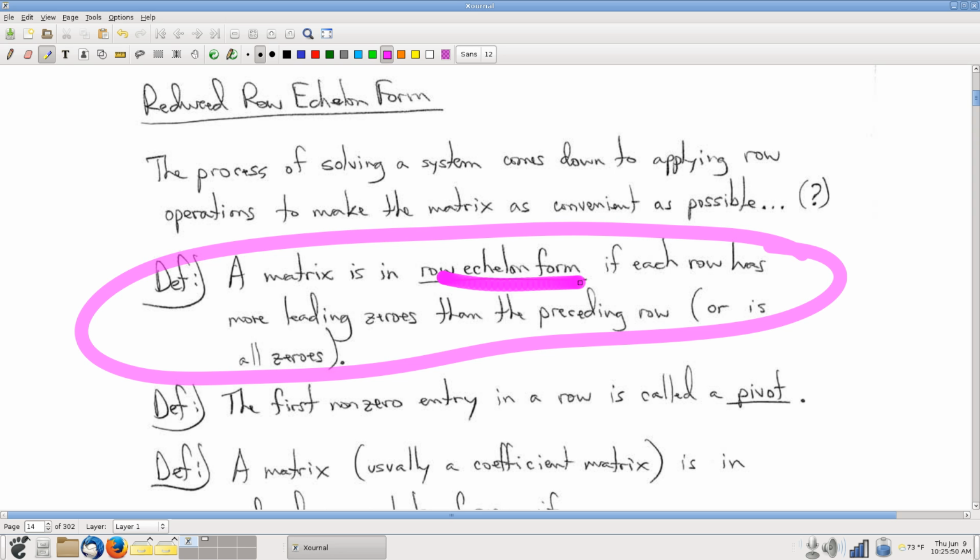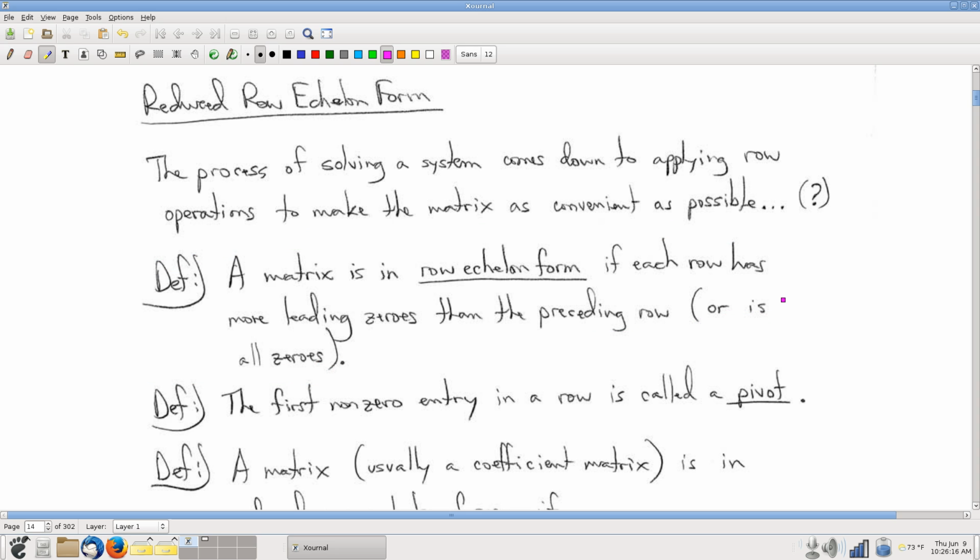A matrix is in row echelon form if each row has more leading zeros than the preceding row. Until you get to the end, the last several rows perhaps might be all zeros, and of course if you have rows that are all zeros, it's not possible for each to have more than the previous because you're done. So that's sort of exempted from the more leading zeros rule. So this is called row echelon form.